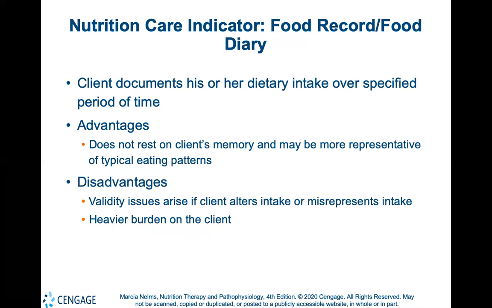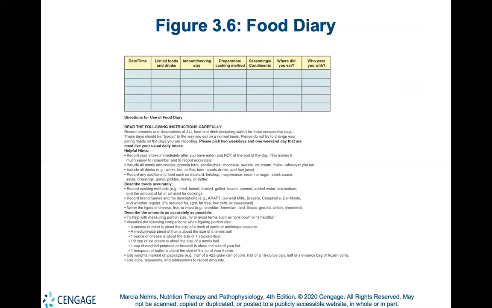The advantage of this method is that it is not totally reliant on the client's memory, and may be more representative of the client's actual intake. Validity may be low because underreporting is common. Accuracy is dependent on the client accurately reporting typical daily intake. There is a heavier burden on the client, who must make a commitment to record his or her intake. Many online tools and applications have been developed to assist the client in preparing a food record or tracking their intake electronically, such as MyFitnessPal. An example of a food diary is figure 3.6 on page 46.